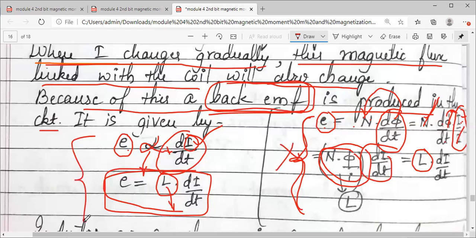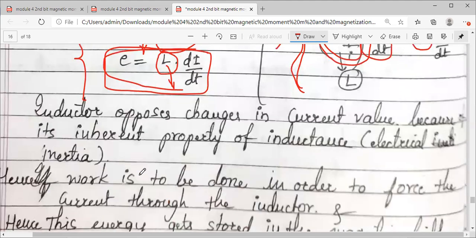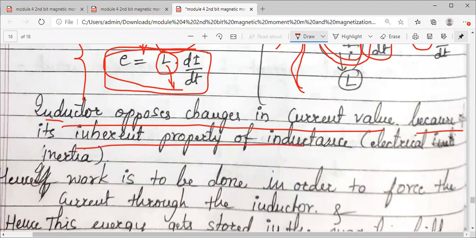Just remember that whenever current changes, flux changes. Flux change होने की वजह से inside the circuit the back EMF will be produced. Now, an inductor opposes the change in the current value. Back EMF, I said, is the opposition. That's why the inductor will start opposing this change जो आप change कर रहे हो current का value. Why will the inductor oppose? Because of its inherent property of inductance, that is called electrical inertia.